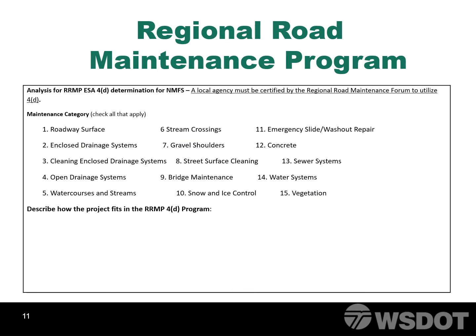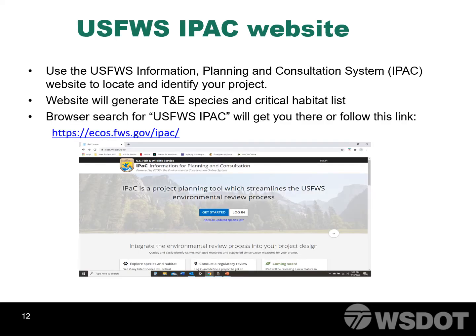The Regional Road Maintenance Program, or RRMP, is an agreement that allows several organizations, there's 37 currently, to conduct lots of maintenance-like projects and be covered for ESA consultation and EFH consultation with NMFS, which helps to streamline the consultation process.